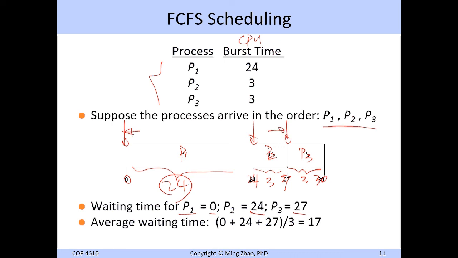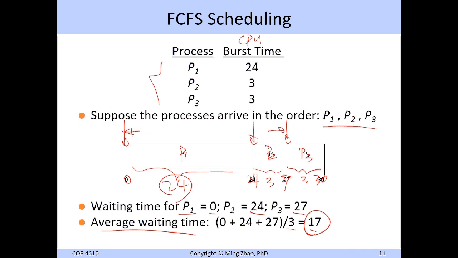Okay, that's a total of 27 units of time, right? That's the sum of the runtime of P1 and P2. So now we know the waiting time of each individual process. Then we can calculate the average waiting time. We sum them up and divide by 3, which gives us 17. So 17 is the average waiting time for these 3 processes, when they come in this particular order and with these specific parameters of the CPU burst durations.